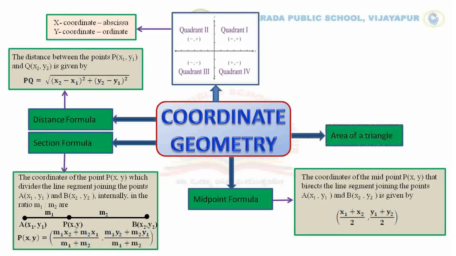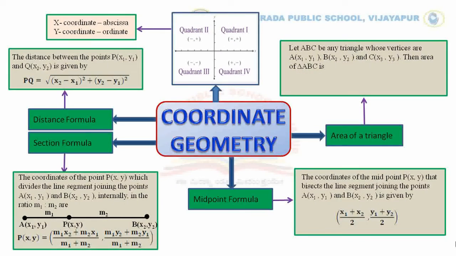Next is finding the area of a triangle. We know that a triangle contains three vertices or three points. When the three points are represented over a graph by using their coordinates, we can find the area of the triangle.